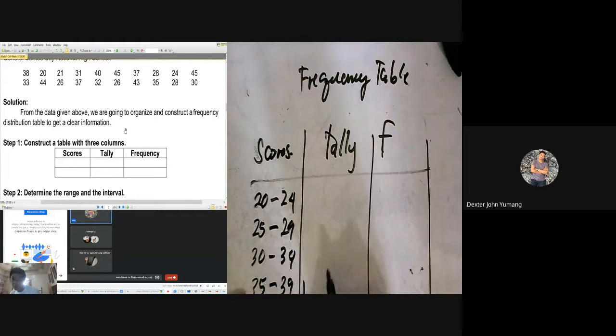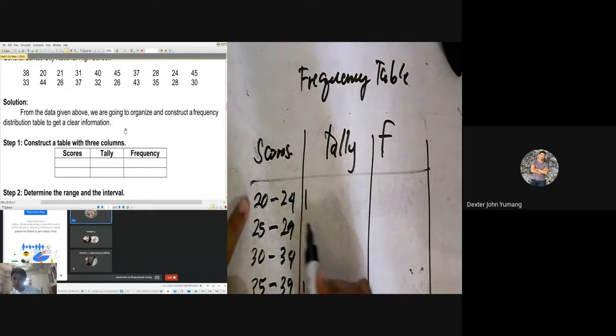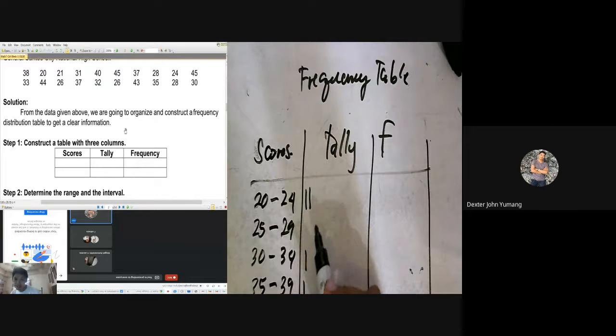Dito, tali. Next si 20, dito. Next si 21, dyan. Next si 31, dito. Next si 40, sa baba. Next si 45, sa baba also. Next si 37, dito. Next si 28, dito. Next si 24, dito. Next si 45, pinakababa.